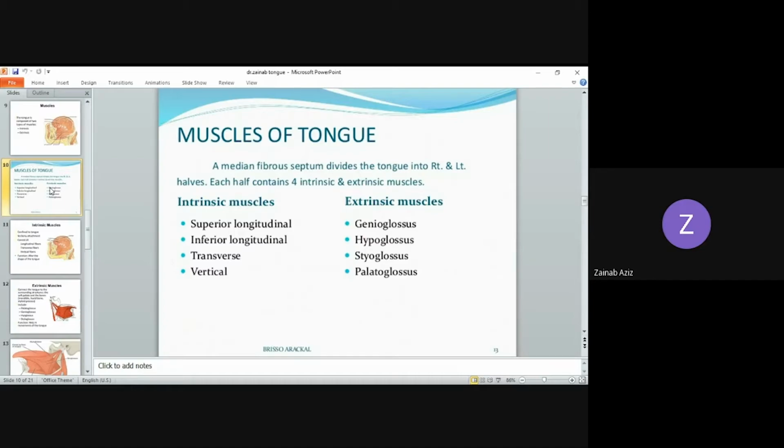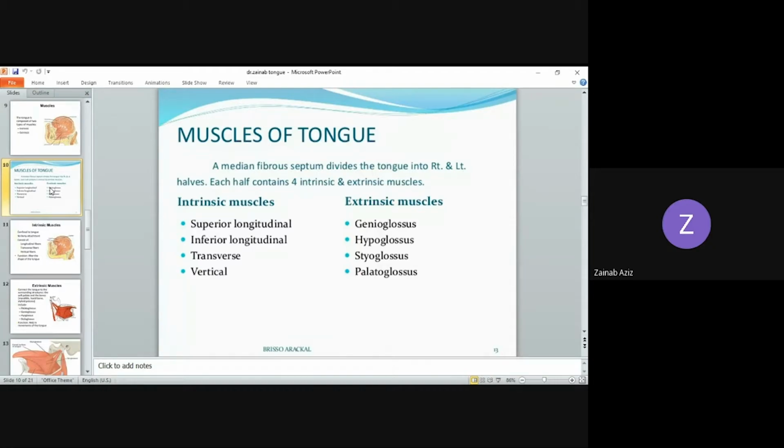We have styloglossus. It originates from the styloid process and is inserted into the side and inferior aspect of the tongue, and it retracts the tongue. Retract means backward, drawing it up to create a trough for swallowing. So retracting the tongue means moving it backward.